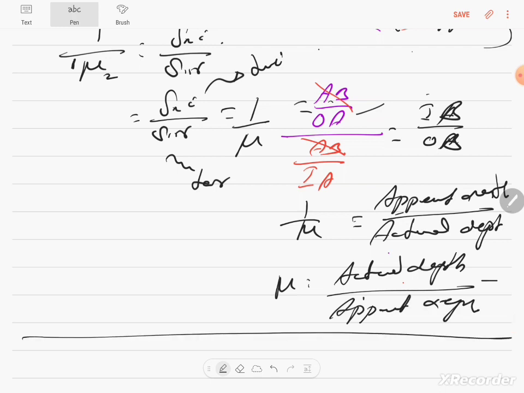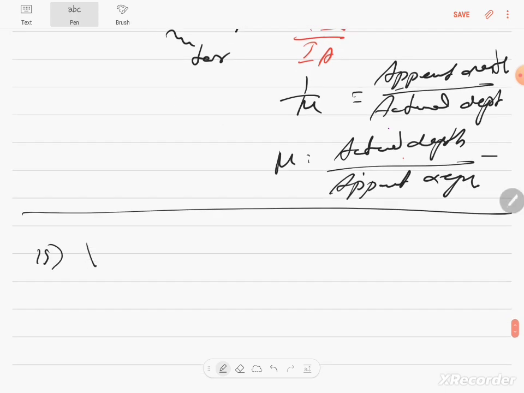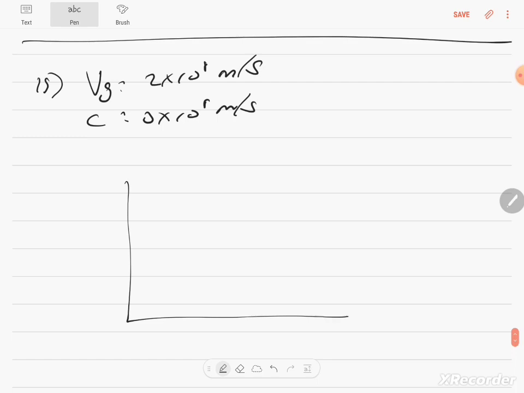So let me do this sum now. The velocity of light, 19th question, in glass is 2 into 10 to the power 8 meter per second, and that in air is 3 into 10 to the power 8 meter per second. By how much would an ink dot appear to be raised when seen from the side, correct? By how much would it be raised when covered by a glass plate.